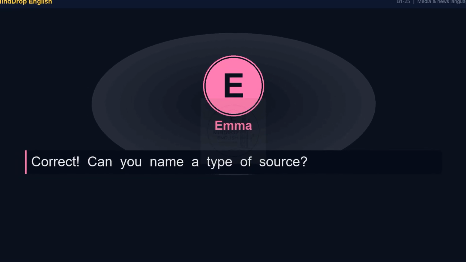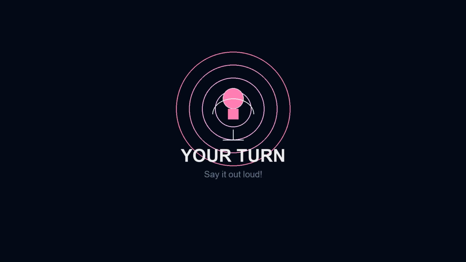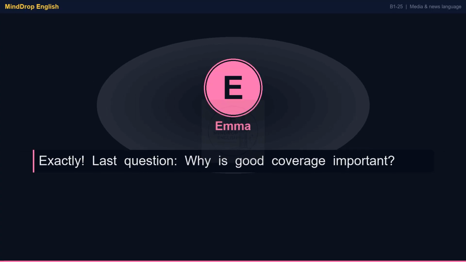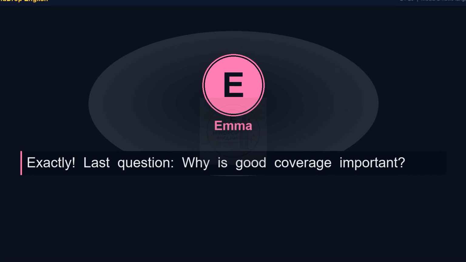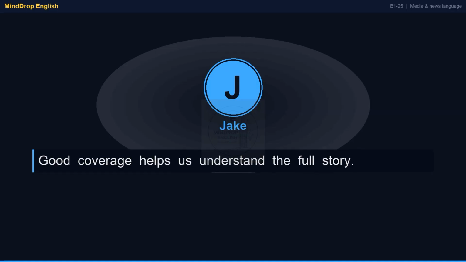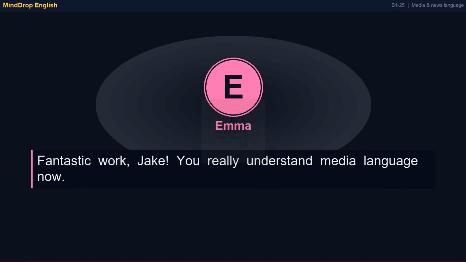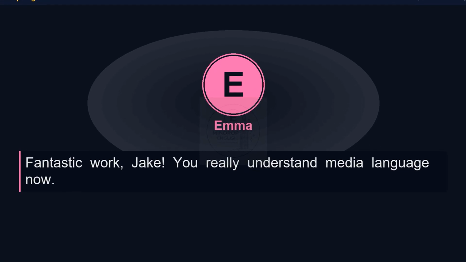Correct. Can you name a type of source? A government agency could be a reliable source. Exactly. Last question. Why is good coverage important? Good coverage helps us understand the full story. Fantastic work, Jake. You really understand media language now.